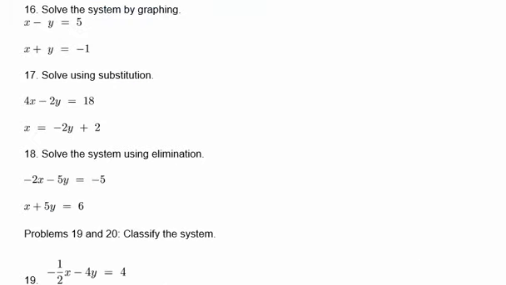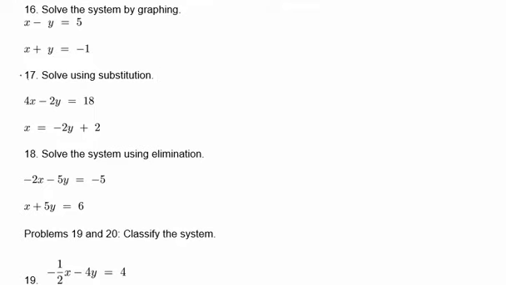Next, we want to be able to solve some systems of equations, and you really have some choices if you are just given a system. So you can graph the two equations, you can use substitution, or use elimination. So we'll take a look at substitution and elimination.